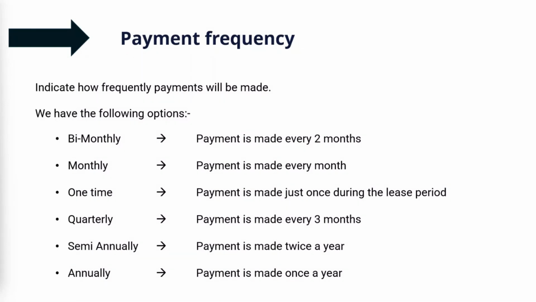For example, if we are making the payment in January, and the next payment in March, we can use this option. Then we have monthly, if we are making the payment every month, say January, February, March, etc. We have quarterly, if the payment is made every 3 months, and semi-annually, if the payment is made twice a year, and annually, if the payment is made once a year. And if it is one time, that means we will be making a one-time payment for the entire lease.